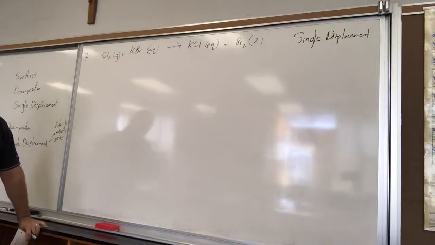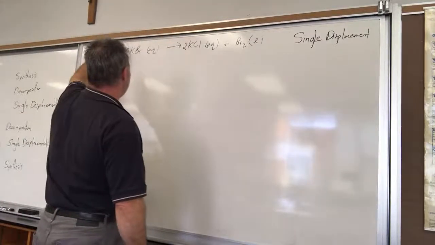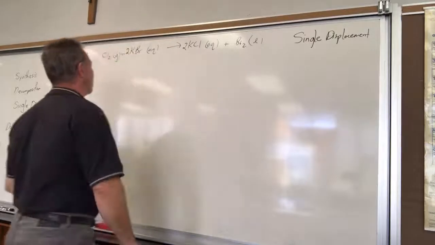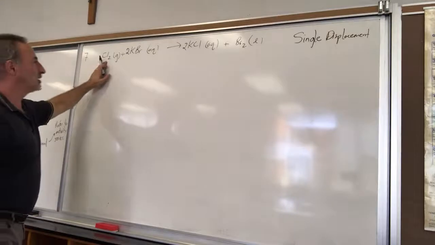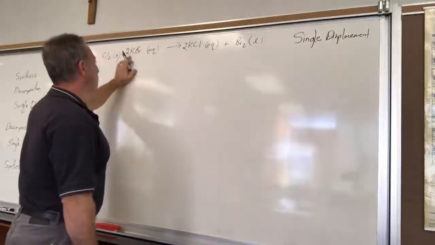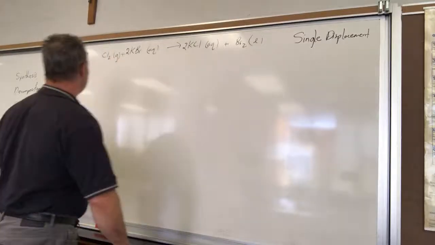Is this balanced? 2 chlorines on the left, 1 chlorine on the right. No, you have to put a 2 over here. And then the same for the KBr for the same reason, but with bromine as the causative agent. So chlorine, 2 chlorines, 2 potassiums, 2 potassiums, 2 bromines, 2 bromines, balanced.